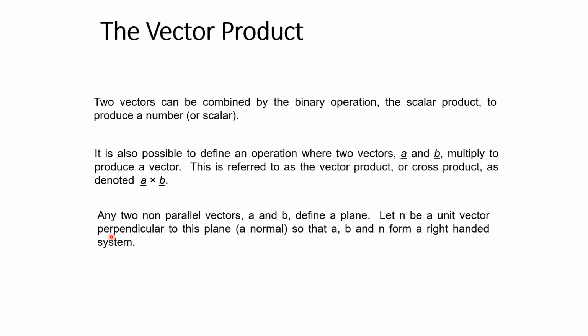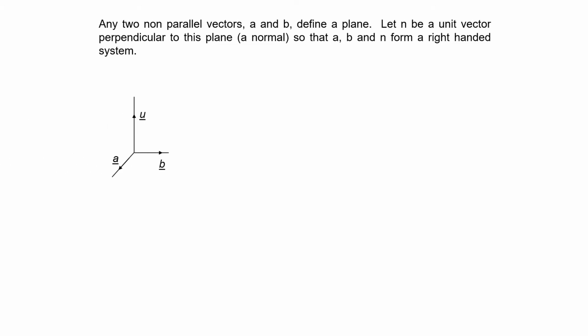So any two non-parallel vectors A and B define a plane. Example, if n is a unit vector, it will form a diagram such as below, the scenario where two non-parallel vectors A and B define a plane. So let n be a unit vector perpendicular to the plane, so that A, B, and n form a right-handed system. In this right-handed system, A will be along your fingers, B from the palm, and n will be along the thumb. You need to picture this yourself, right?